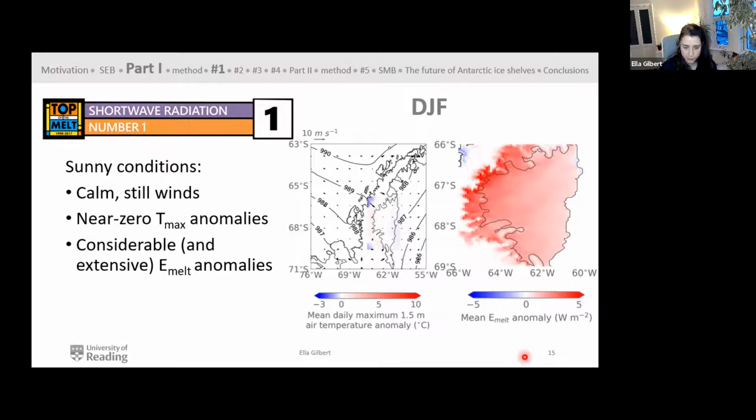So what we can see is that during sunny summertime conditions, we have very calm, still winds primarily. The maximum temperature anomalies are virtually zero, and that's because you often get sunny conditions in the summer, so the climatology is mostly sunny, and you get really considerable and extensive melt flux anomalies. So we're not just seeing melt confined to specific locations on the ice shelf, we're seeing it all across the ice shelf, and the magnitude of those anomalies is quite large.